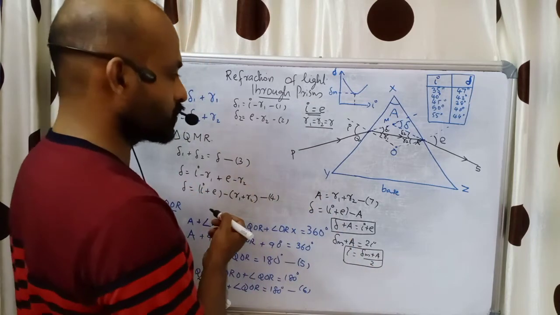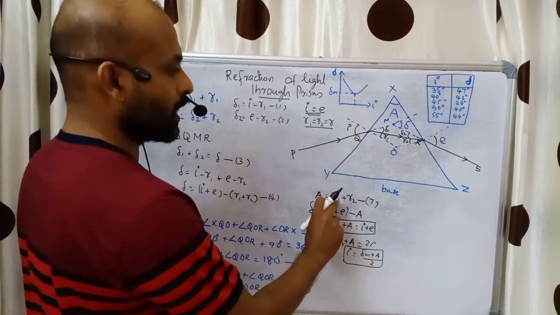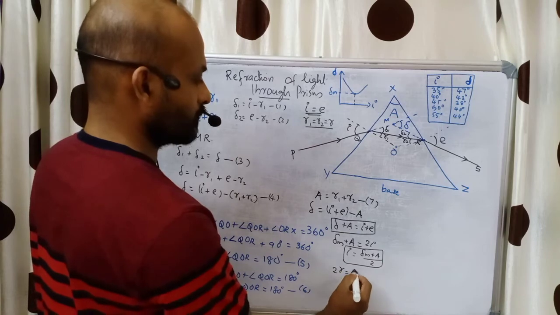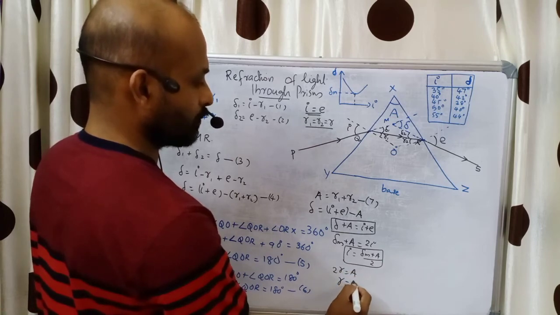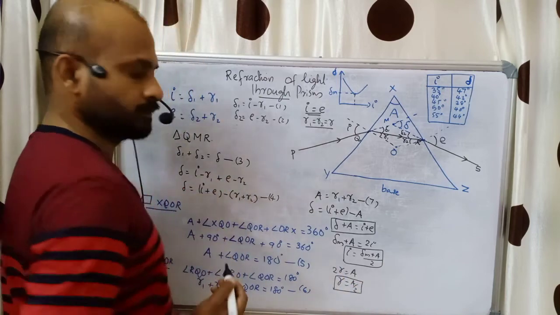Similarly, the angle of refraction we can also write. We know that r1 plus r2 equals A. r1 and r2 having the same value, so r plus r, 2r, is equal to A. So I can write 2r equals A. And what is r from this? r equals A by 2. I have got the values of i and r.